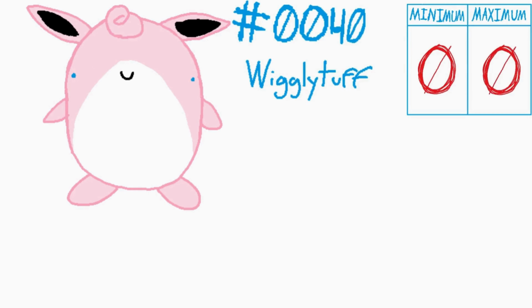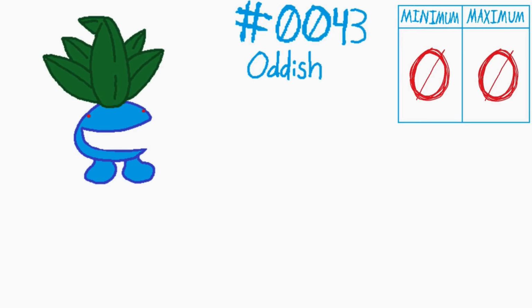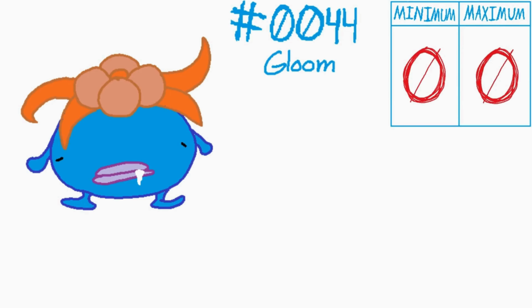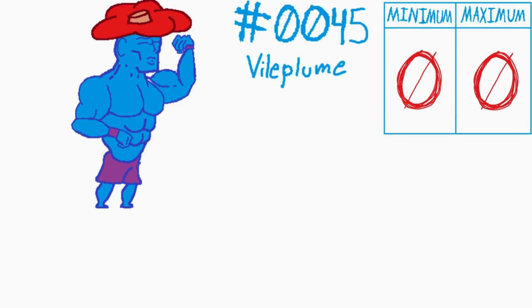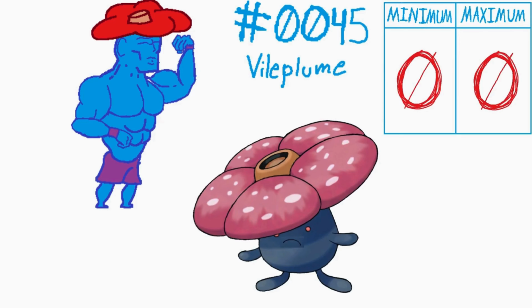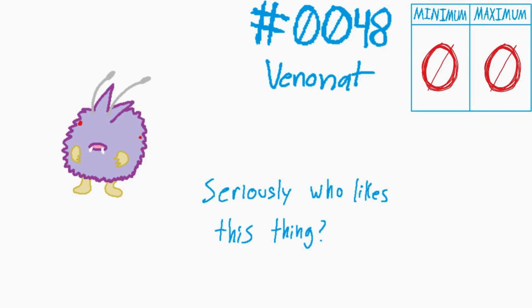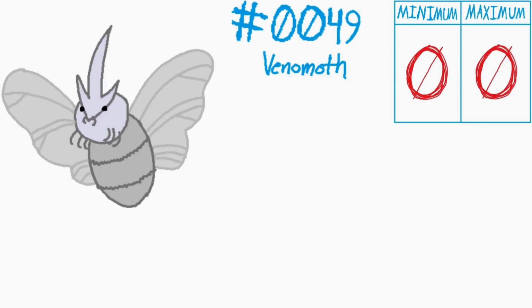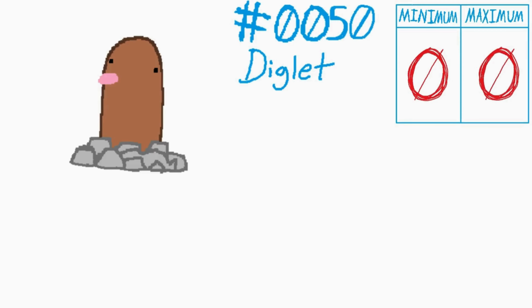Wigglytuff, same thing. Oddish, he's a literal vegetable. Gloom. Man, Oddish kind of let himself go for a bit, didn't he? Vileplume. He lost all that extra weight, and even though I drew him absolutely cut like a diamond, he still gets obliterated. Venonat, I don't even know what creature this is supposed to be. Venomoth can fly, but can't really deal any damage beyond that. Diglett, oh my god, we're only on number 50.